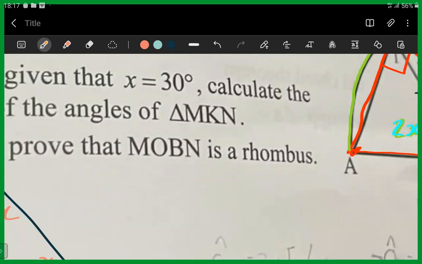A rhombus is a quadrilateral. It's a parallelogram. Yes, it is a parallelogram, but what is the key thing about a rhombus? The opposite sides are parallel, yes, but what else? What is the one thing that's key about a rhombus? Is that the opposite angles are equal?